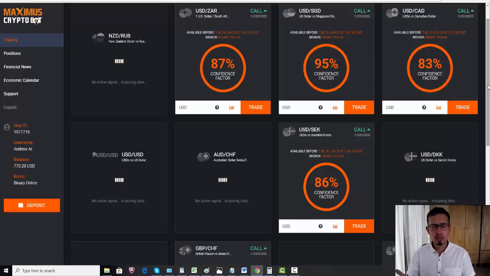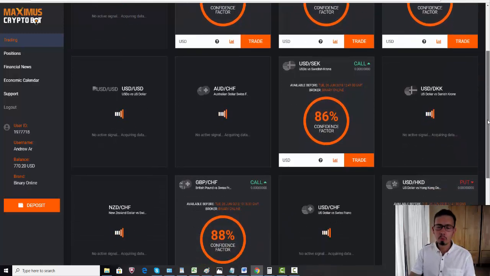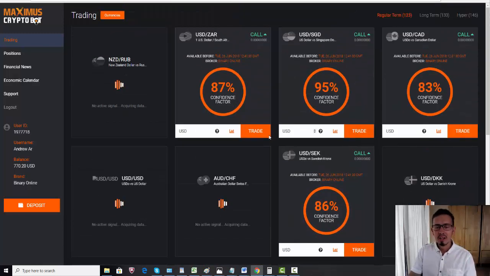As you know, Maximus-Cryptobot is this trading software right here, and all you have to do in order to profit is simply log in. Here you choose your investment per trade, which could be from, I think, $10 up to whichever amount you want to trade with. If you are new to trading and you are willing to start generating profits from Maximus-Cryptobot, it's recommended that you start with the minimum.